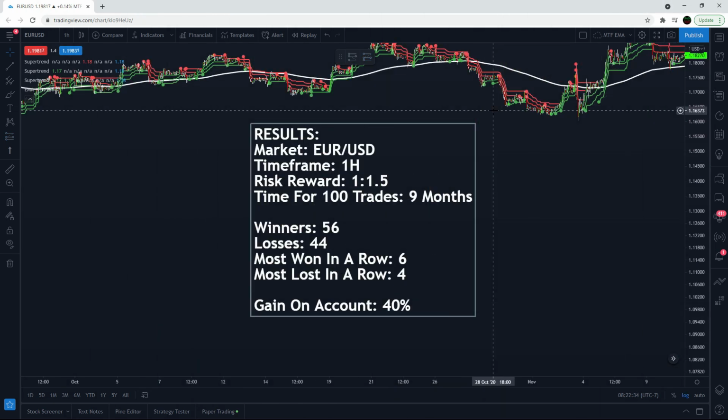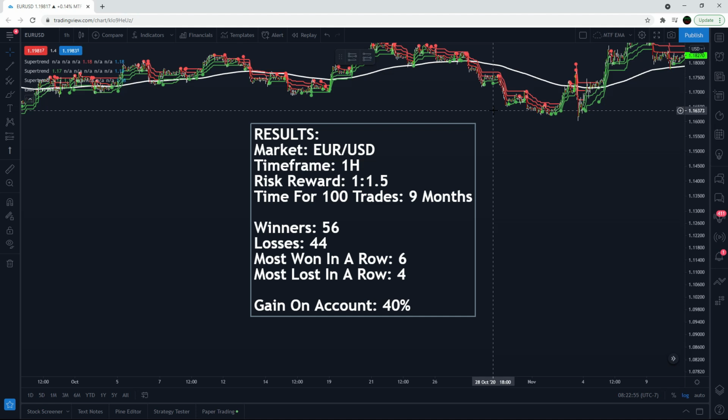All right, the results are in after the 100 trades on euro against the US dollar, 1 hour time frame using a 1 to 1.5 risk to reward ratio. It took 9 months of price data to find those 100 trades, keeping in mind that I did not count signals that happened while a trade was still open. 9 months is quite normal for a 1 hour time frame test.